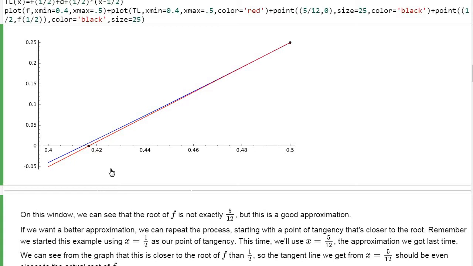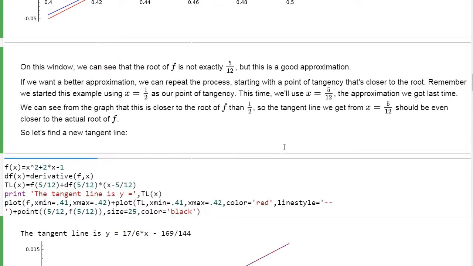Now, Newton's idea was, okay, well, that's fine. This is a good approximation to start with. Can I make this approximation better? And Newton said, yes, why don't we use this approximation, the 5/12 here, as the basis for a new tangent line, find the x-intercept of that new tangent line and just repeat the process.